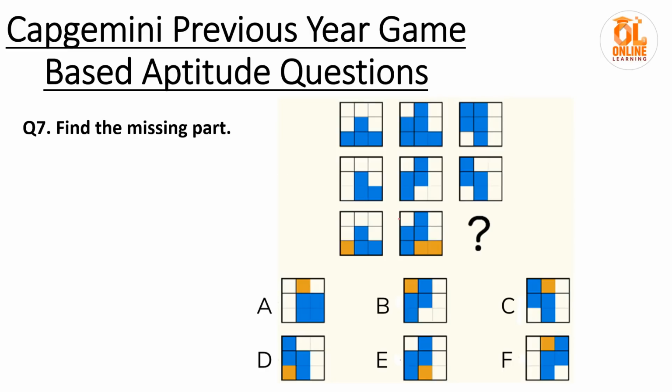So here we have to find the missing part. What will be after this? So if you carefully observe, you can see both are having the same pattern, only one color is different. Orange here is different, but they are following the same pattern. So the question mark will contain this pattern only, and this pattern is present only in this option. So it will be our answer.